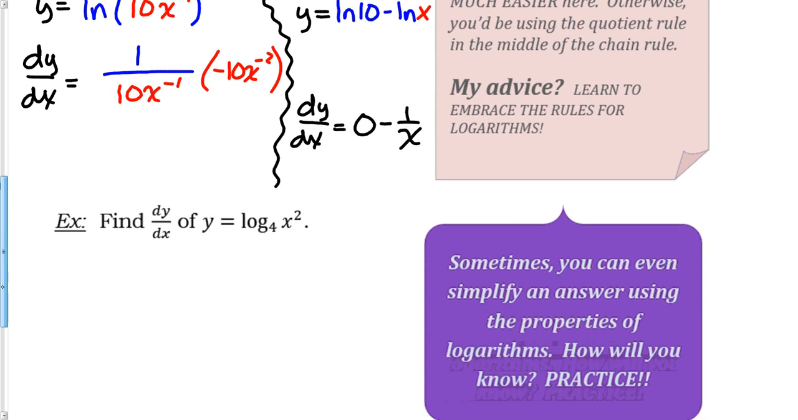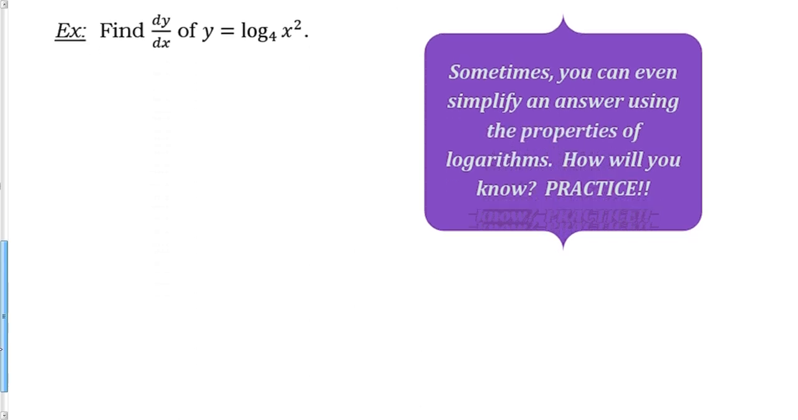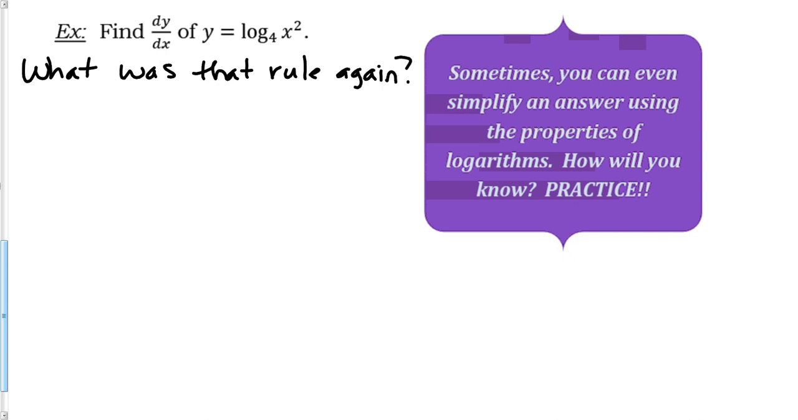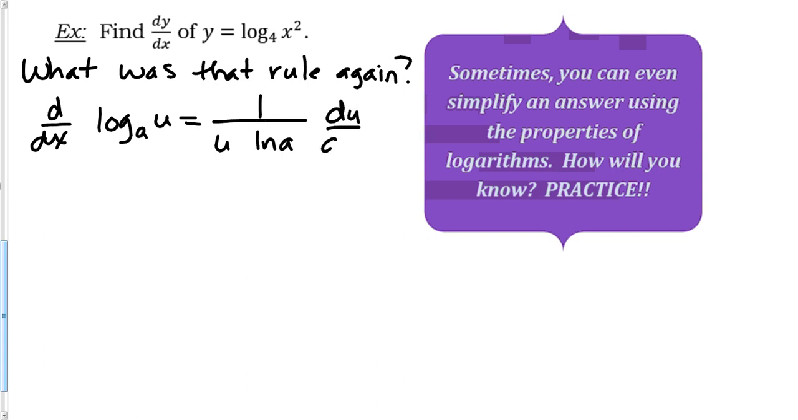And next, moving on to this last style of derivative that we haven't talked about yet. So first of all, what was that rule? Go back to the front, we can find it, and I'm going to write it as the chain rule version, and that's d dx of log base a of u is going to be 1 over u times the natural log of a times the derivative of the inside, du dx.